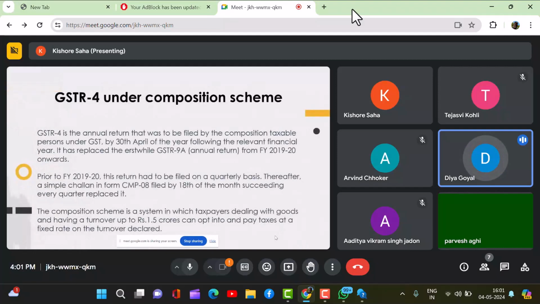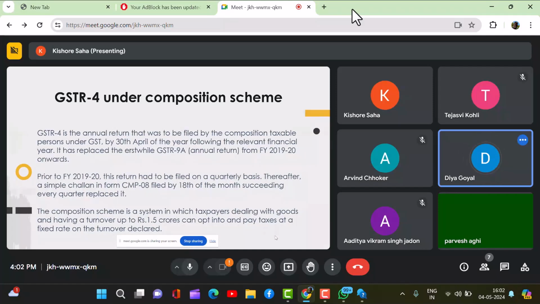GSTR 4 under the composition scheme. GSTR 4 is an annual return to be filed by a composition taxable person under GST by 30th April of the year following the relevant financial year. Earlier it used to be the GSTR 9A annual return, but now it has changed to GSTR 4. Prior to financial year 2019-20, this return had to be filed on a quarterly basis, but it was replaced by a simple challan in form CMP 8, filed by the 18th of the month succeeding every quarter.